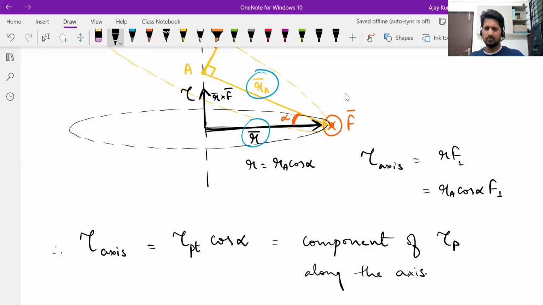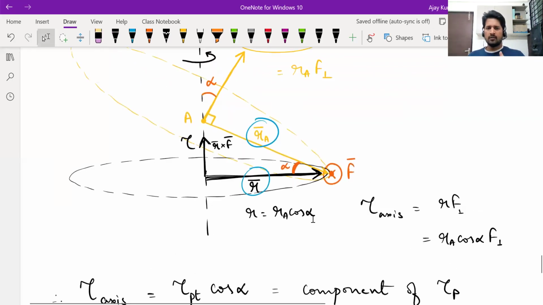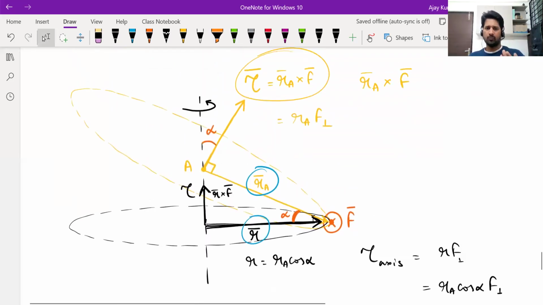See, this is actually some in-depth discussion. Basically, an axis is a collection of infinite points. Now, if you want to find out torque, you have only one formula, R cross F. R should be taken from point to point. So the summary of all this is that you take any point on the axis, do cross product with the force. So you get RA cross F. Then take its component along the axis. That will be the torque about that axis. So for torque about axis also, the formula we use is torque about a point only. And then we take its component.